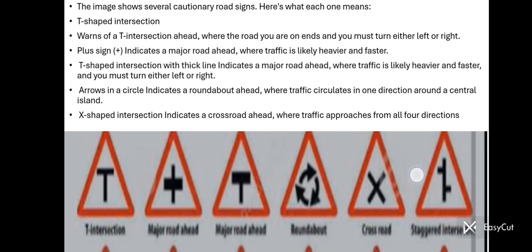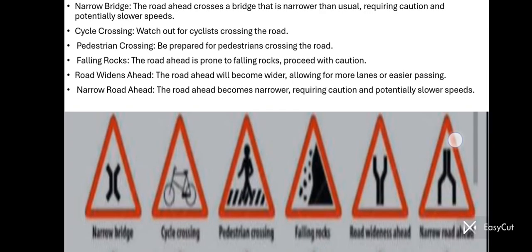And the staggered intersection, where there will be two side roads like that. This is known as a staggered intersection, meaning you have to first go straight and left, and also in the road ahead you have to go right. And about a narrow bridge. The road ahead crosses a bridge that is narrower than usual, requiring caution and potentially slower speeds. This is known as narrow bridge.